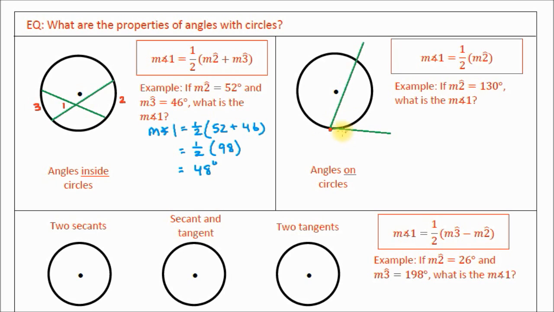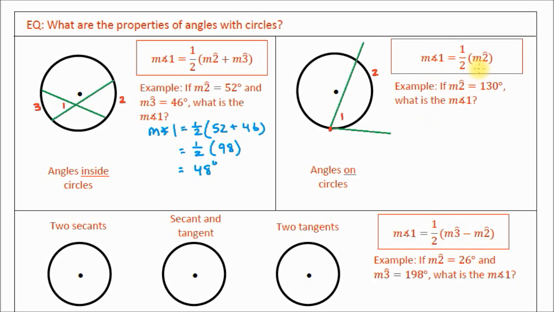So you can see it's only touching the circle at one point. Let's label this whole angle here angle 1. Let's label this arc that's intercepted by this angle as arc 2. And our formula is this. The measure of angle 1 is equal to 1/2 of the measure of arc 2.